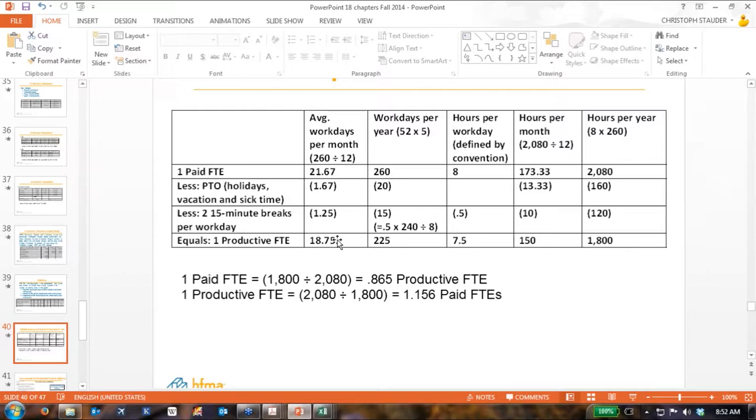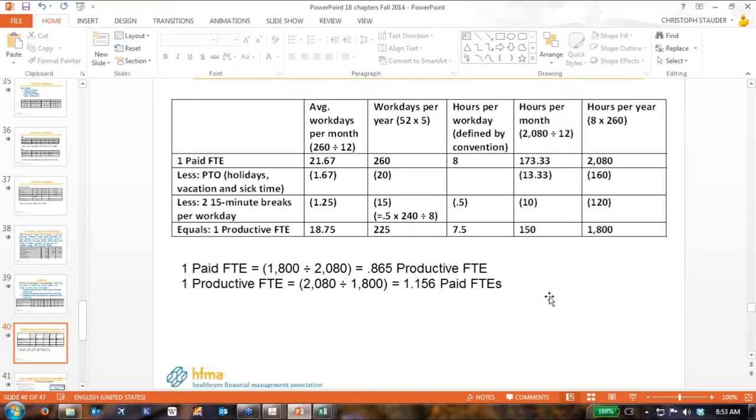Okay, so how might you use this very simple information? It basically means that if you want to staff an operation by someone there a certain number of hours per day or week, you need to have more paid FTEs than you have productive FTEs. And here is what that in this particular case boils down to: 15% more FTEs than to cover the shifts given that people have PTO.